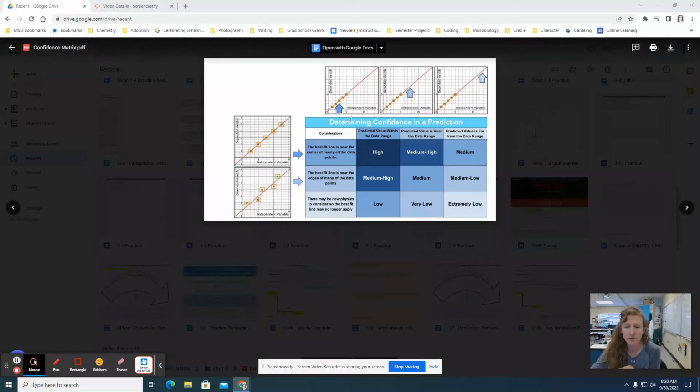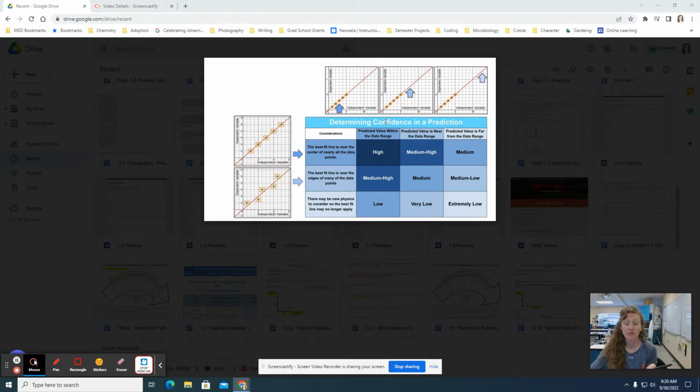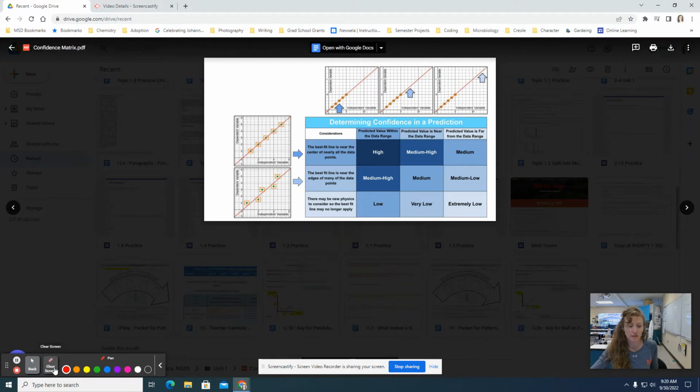We're going to walk through how to determine your confidence in a prediction. Now, confidence in science is not a feeling like it is in many points in our life. Confidence in science is actually determined by considering a couple of factors and putting those factors together. So I'm going to walk you through what factors we're going to consider and then how we would come to a conclusion about what our confidence is that we're going to communicate.